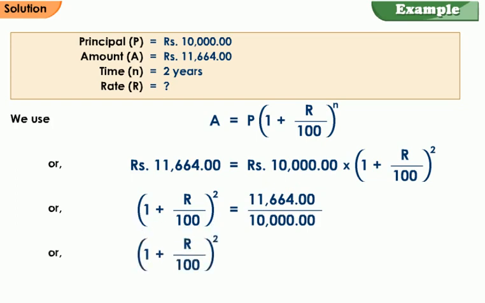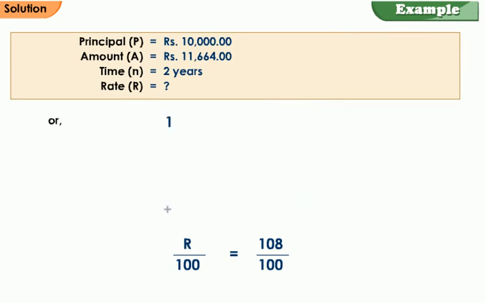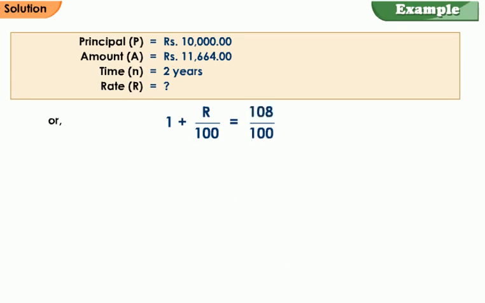Cancelling the square on both sides, we get 1 plus r by 100 equals 108 by 100. That gives us r by 100 equals 8 divided by 100. That gives us r, or the rate, as equal to 8% per annum.